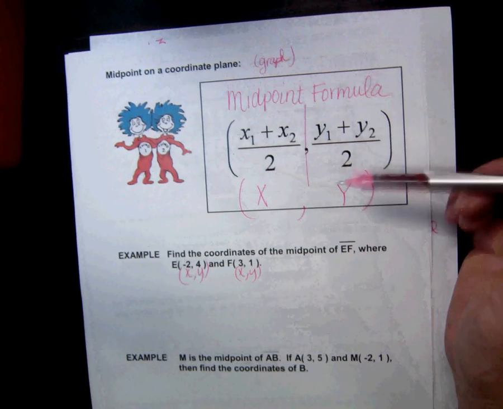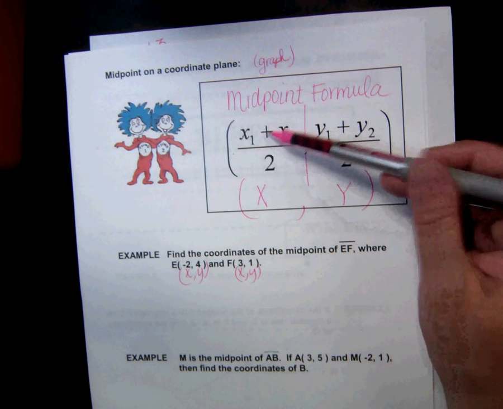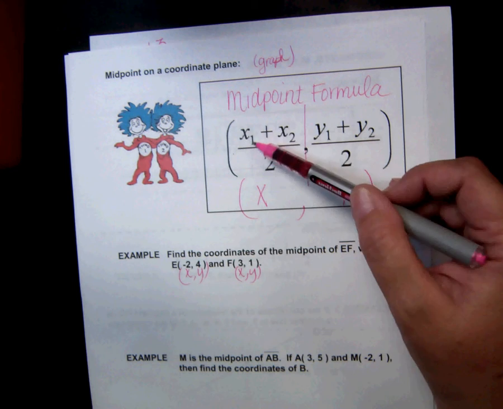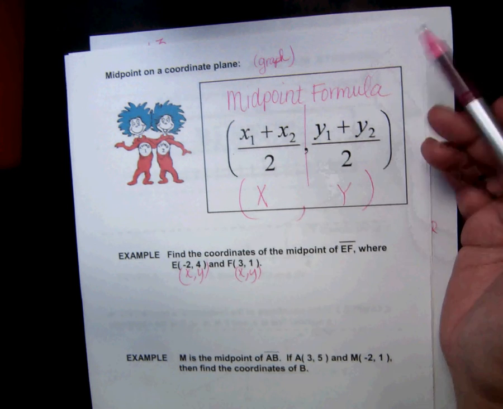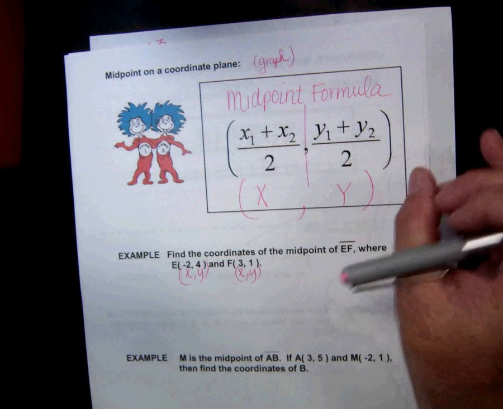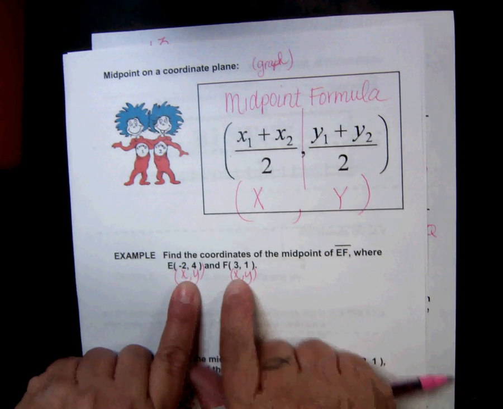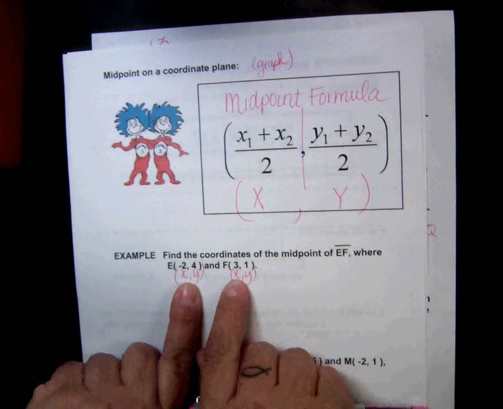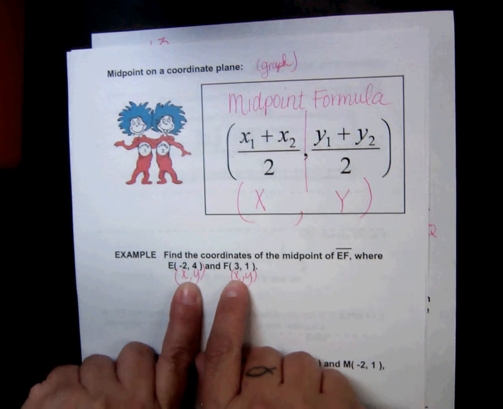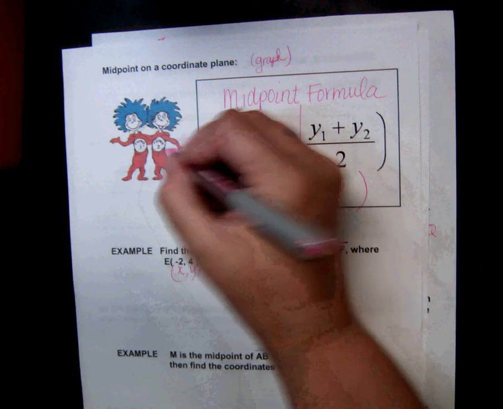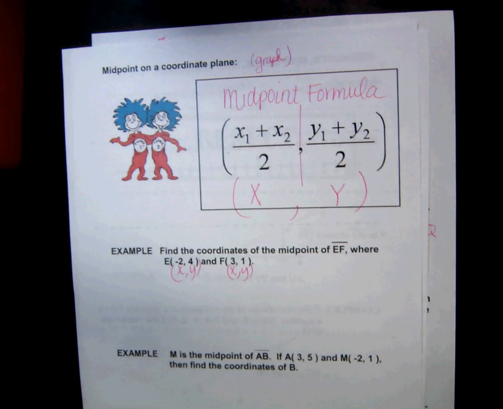And looking at our formula, we have x1 plus x2 divided by 2. This x1 and this x2 are just names, because when we go down here and look, we have two x's we're dealing with. We need to name them so we know what order to put them in. Think about Thing 1 and Thing 2 from Cat in the Hat. Can you tell the difference between Thing 1 and Thing 2? The only thing that tells the difference is the numbers on their shirts.